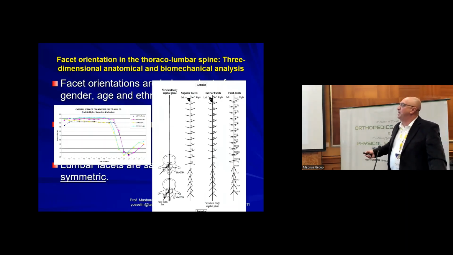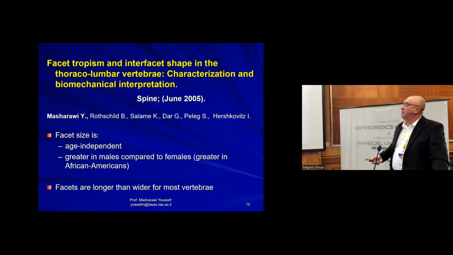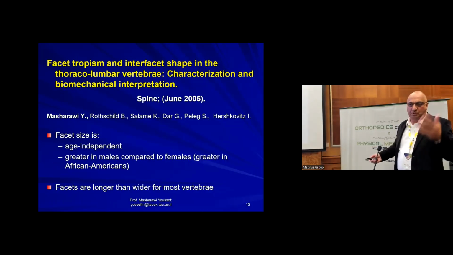And you can see where it changes, why it changes, and you can make all the implications. It's the same with the facet tropism, which is called the asymmetry. How does it change? Is it bigger on one side, less wide on the other side, and so on? And we can see that it is age independent.